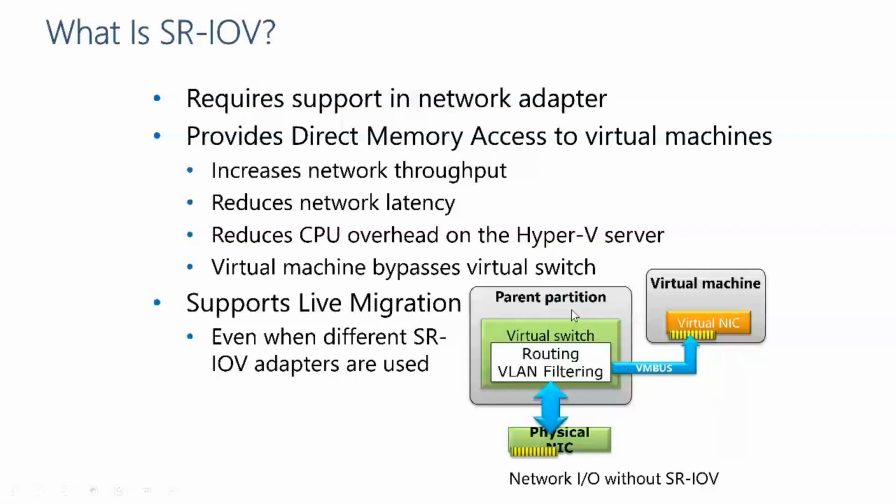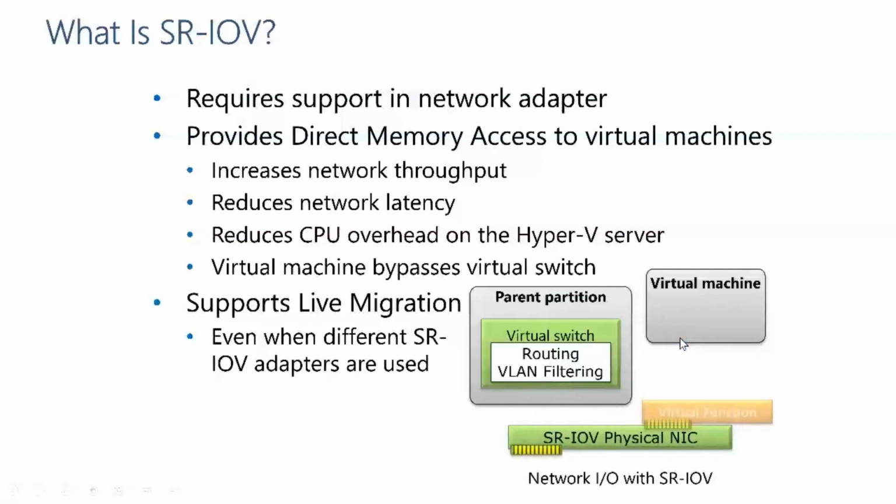Remember, that's the Hyper-V. With SR-IOV, those virtual machines, after initially using the virtual switch, can then offload those functions directly to the physical hardware. If it offloads to the physical hardware, the parent partition, and hence the CPU and the memory of the physical machine, is not used. It reduces lag, improves efficiency, and basically reduces the load on the host.